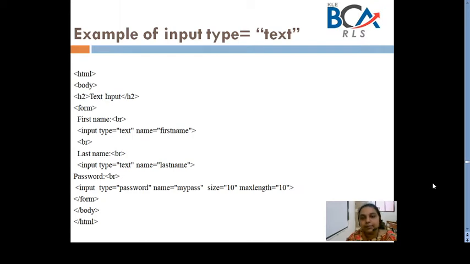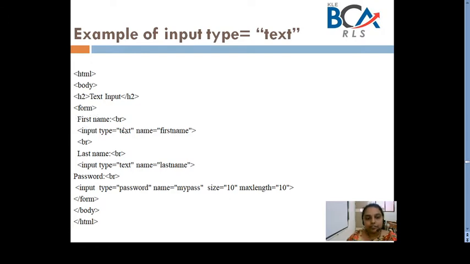The slide depicts a brief example of the input type as text. The first thing we have done in the example is, we have started with the root element, that is our HTML, followed by the body tag. We have used the heading as a text input, and the basic thing you have to remember is, before including your input type, first we have to include the form tag. This is the most important thing you have to remember, include the form tag.